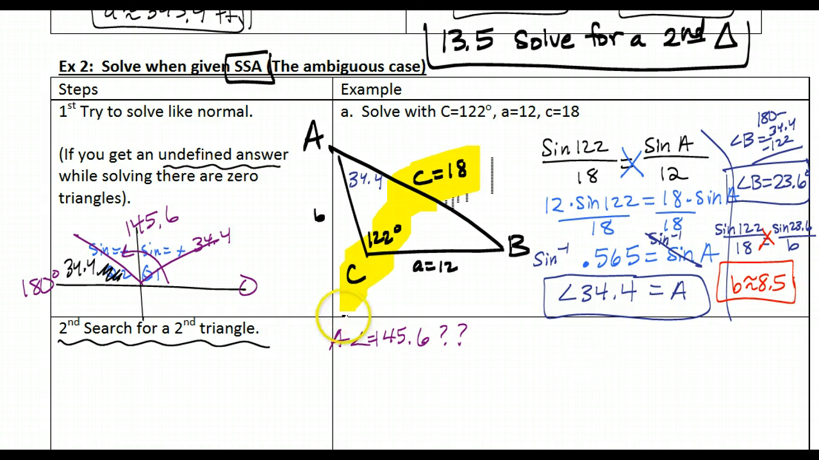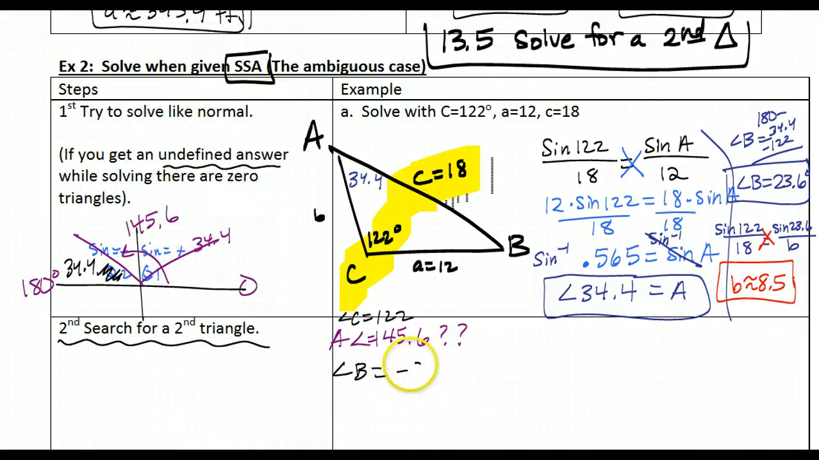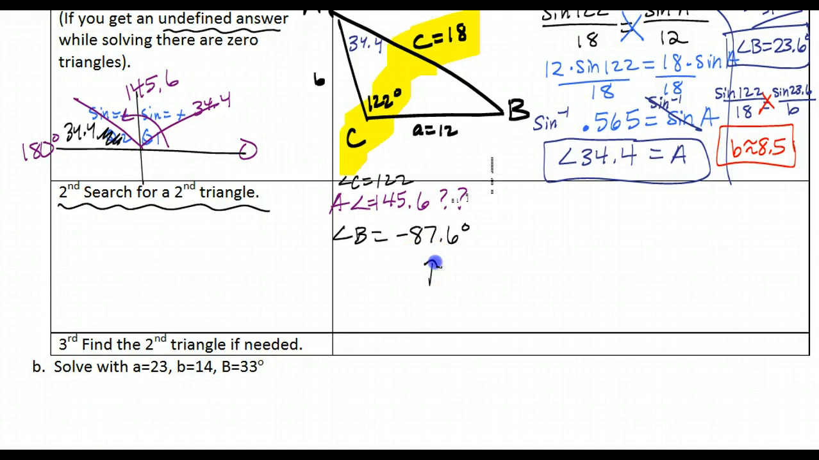I know for sure that angle C is 122 because that was given to me. Now, if these two are true, what would angle B be? And again, to find my third angle, I just subtract from 180, and I get negative 87.6 degrees, which is not possible. So there is no second triangle, only one triangle, and the answers are right there.